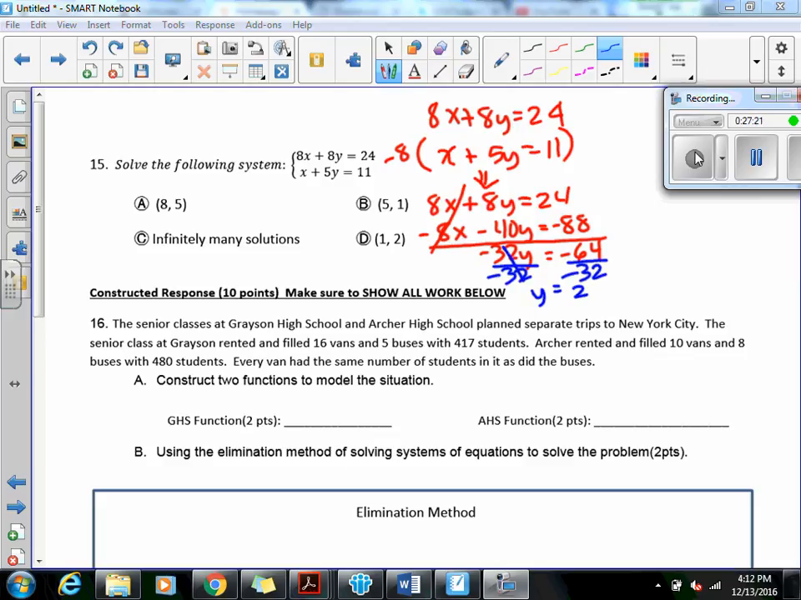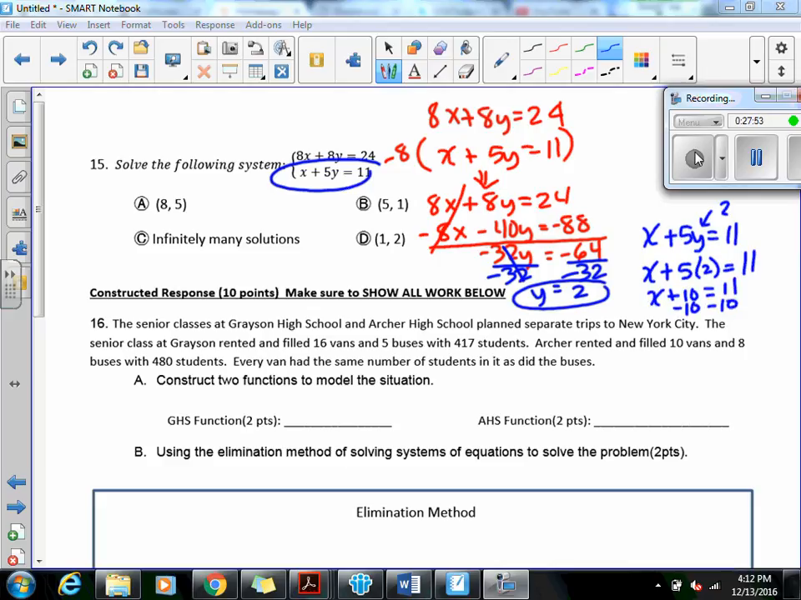Technically we can figure out what our answer is just based on this, but let's do the work and find out what x equals to confirm. I'm going to substitute y equals 2 into the second equation, x plus 5y equals 11. Replacing y with 2, x plus 5 times 2 should equal 11. So x plus 10 equals 11. Subtract 10 from both sides, so x equals 1, which makes sense. That's why D is 1.